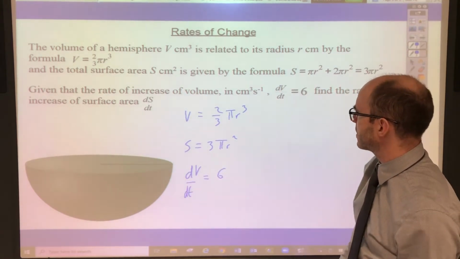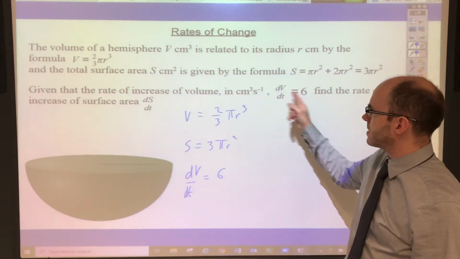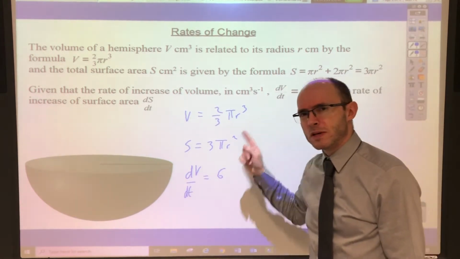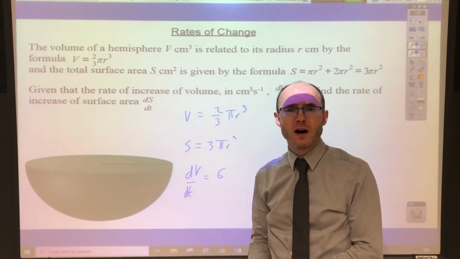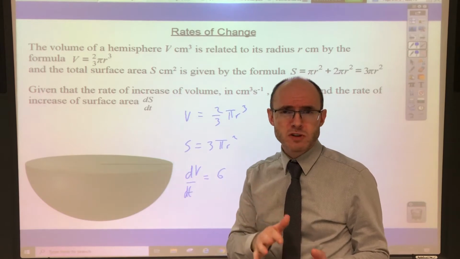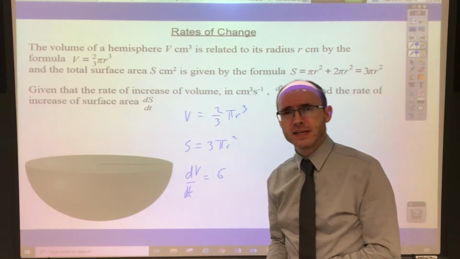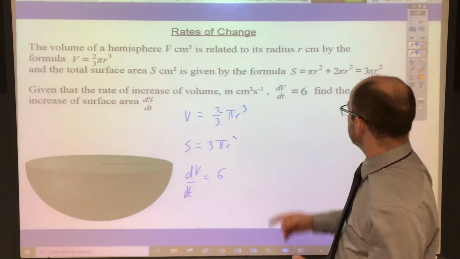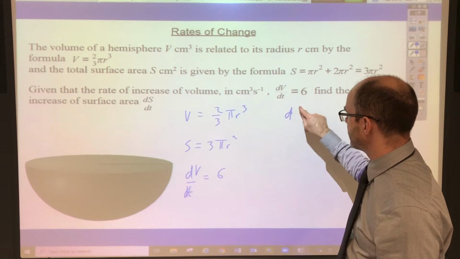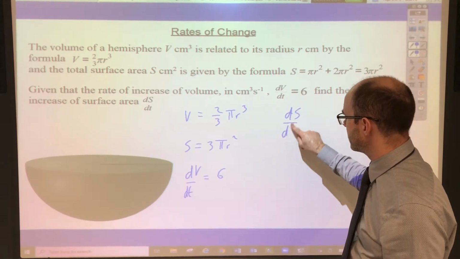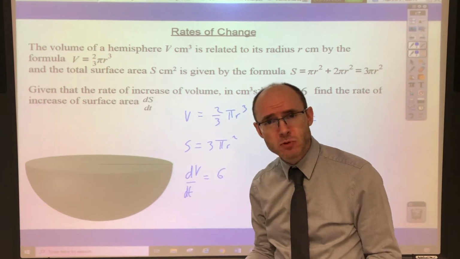And it's 6, okay? What does that actually mean? What it means is that after each second, the volume increases by 6 cubic centimetres. That's what it means, okay? So after 1 second, volume's increased by 6. After another second, another 6. That's what dV dt actually means, okay? We need to find the rate of increase of surface area. So we need to find dS dt. Okay, that's our goal. Again, we're going to use the chain rule to do it.